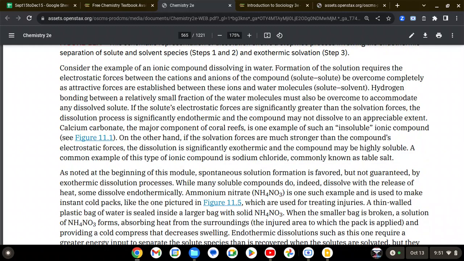If the solute's electrostatic forces are significantly greater than the solvation forces, the dissolution process is significantly endothermic, and the compounds may not dissolve to an appreciable extent. Calcium carbonate, the major component of coral reefs, is one example of such an insoluble ionic compound. On the other hand, if the solvation forces are much stronger than the compound's electrostatic forces, the dissolution is significantly exothermic and the compound may be highly soluble. A common example of this type of ionic compound is sodium chloride, commonly known as table salt.